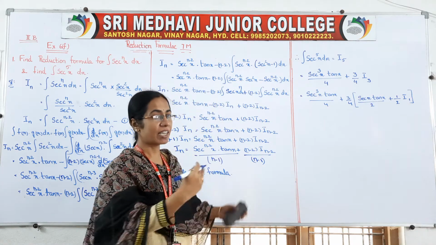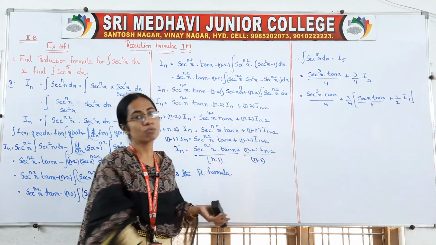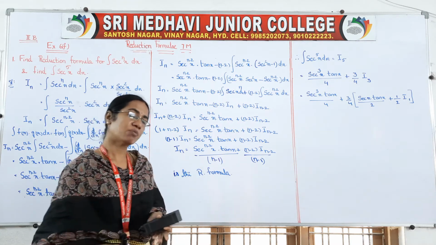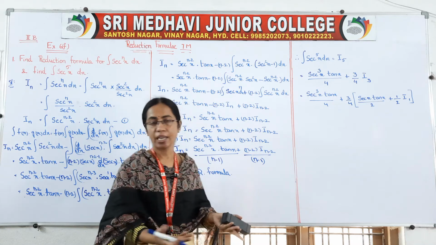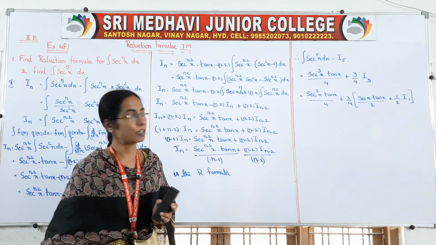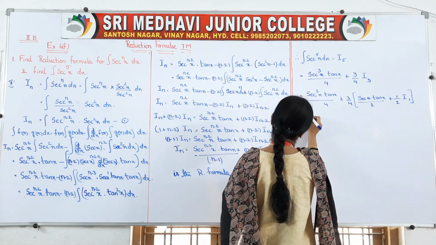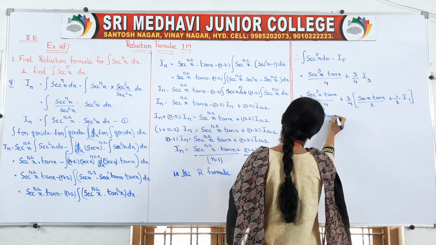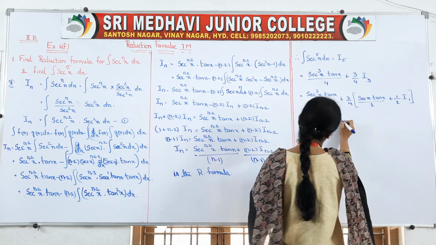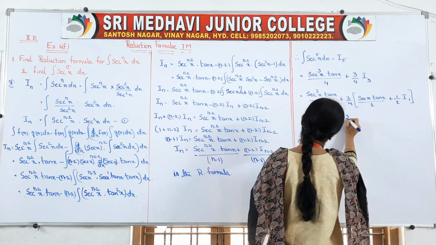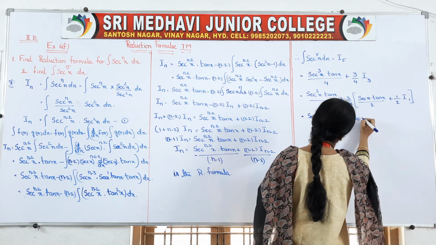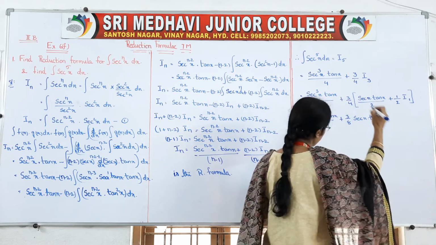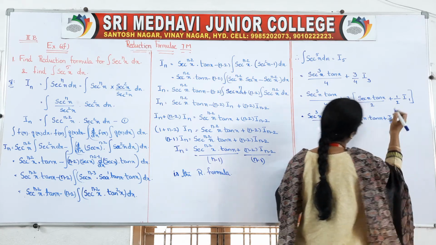Just like a chain, again and again we are using the reduction formula. Once we get the reduction formula, we can find the In value. We can find I6, I10, I2, I5, anything, just by changing the n value. So I5 is equal to secant cube x into tan x by 4, plus 4 2s are 8, so 3 by 8 into secant x into tan x, plus 3 by 8 into I1.